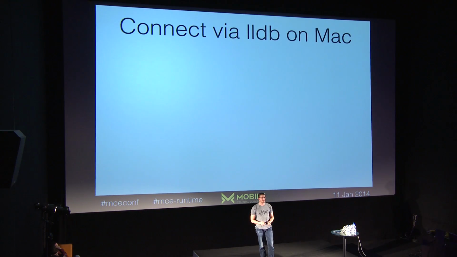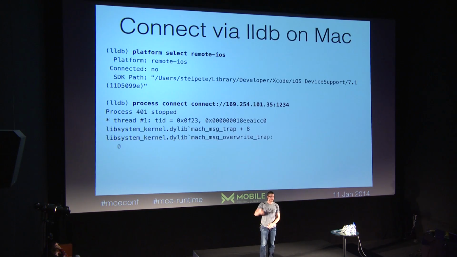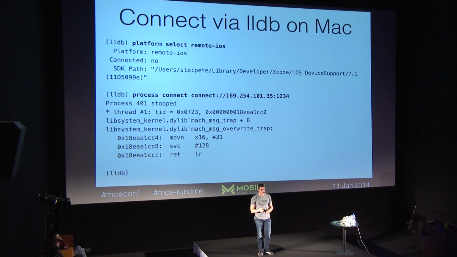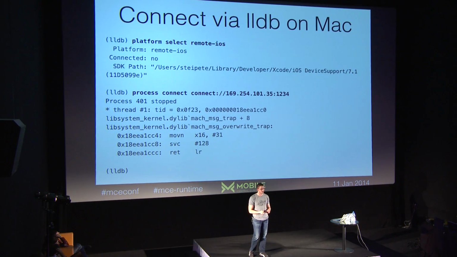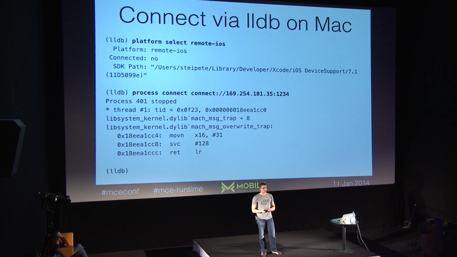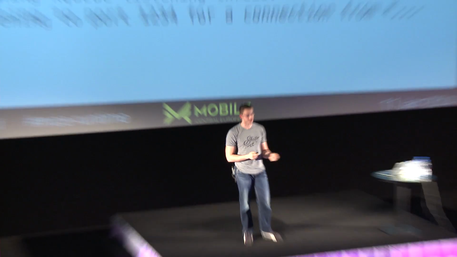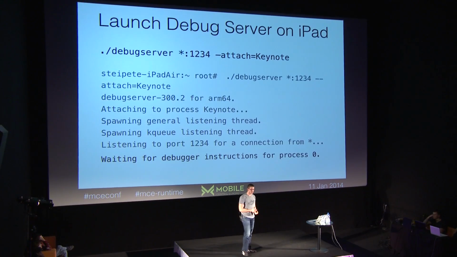And then you go on your Mac and you type LLDB. And then you type platform select remote-ios. And you get this big list, which I didn't print out, which is all the platforms that the remote iOS protocol supports. Then you can say process connect, and you give it the IP of your iPad and the port we just set. And then it takes a few seconds until LLDB transfers all the symbols to your Mac. And then it shows you the stack trace of the app it's currently in, and then you have LLDB. And you have this magical power, you can do anything now. And of course the iPad then just says, waiting for debugger instructions.